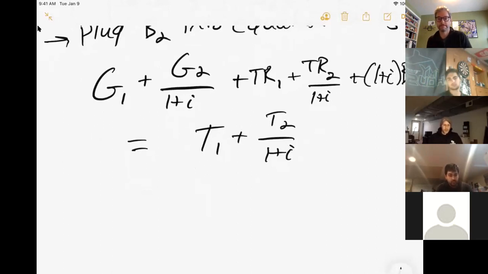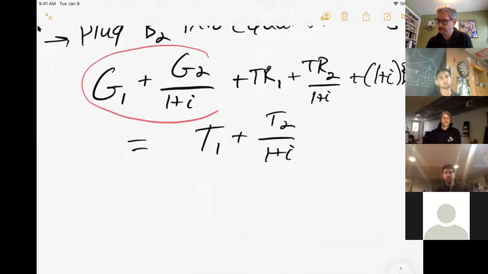Anybody want to help me interpret this? What's this? Look at all familiar? It should. I know we have some finance majors out there, right? What is this? Dividing by 1 plus i. Doesn't look familiar. Cole, you're a finance major. Come on, help me out, man. What is this? Got nothing for me, huh? This is a present value, right? This is present value. This is the present value of government purchases.